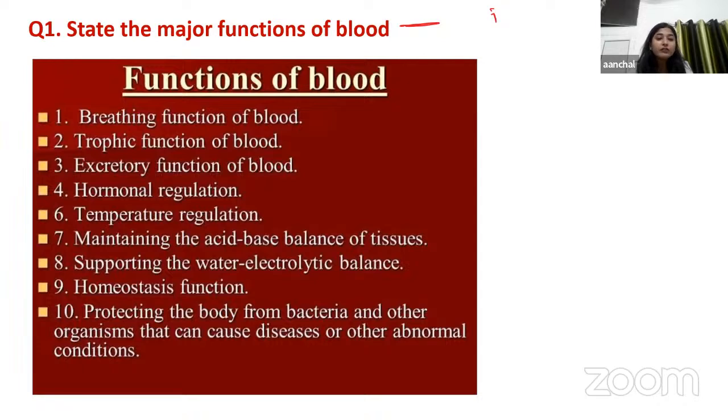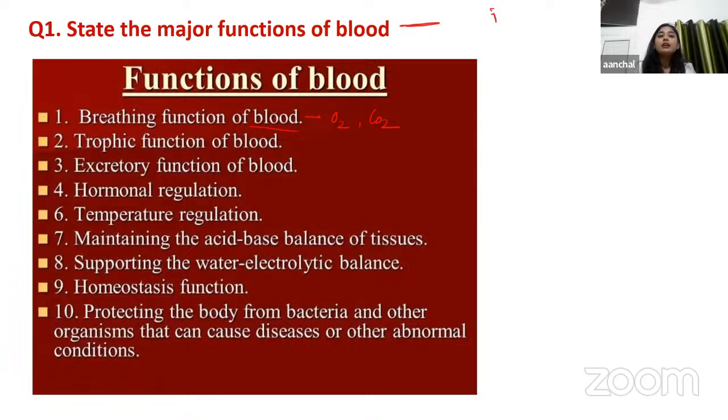So first we have the breathing function of blood. As we know, blood carries oxygen and also CO2, right? Blood has a very important pigment known as hemoglobin, and with the help of hemoglobin, the blood carries CO2 and oxygen. So that's how it performs the breathing function of blood, right? Now, next we have the tropic function of blood.